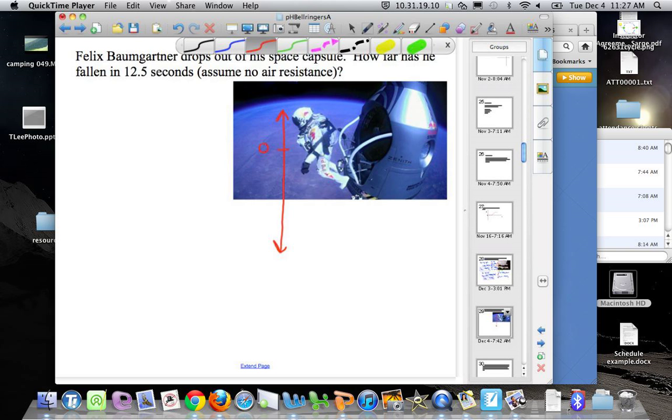So again, we're going to draw the coordinate system here, showing him starting from a 0 position at the space capsule, and he's going to be falling downward towards the Earth with an acceleration of negative g, or 9.80 meters per second squared. Now, just to let you know that at that height above the ground, it would probably be a little less than 9.80, maybe 9.7, but we'll just use 9.80 for now, because that's the acceleration we use close to the Earth. We're going to say we're trying to find how far he falls, which is xf.